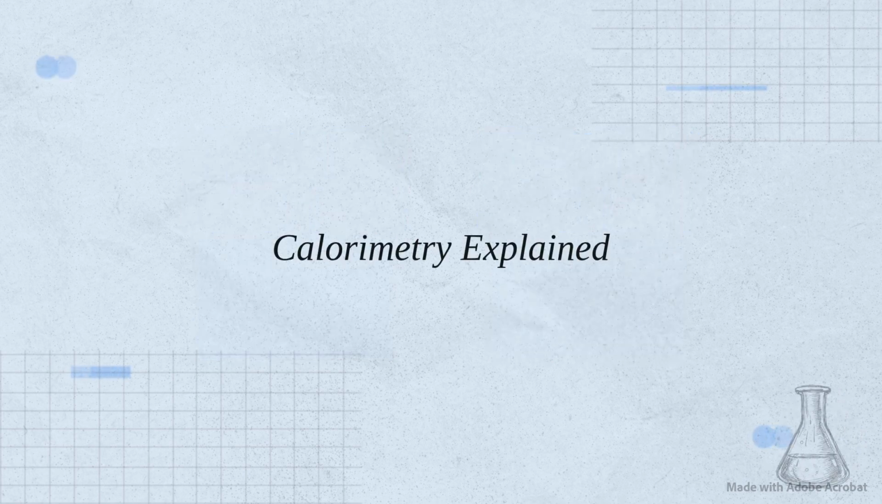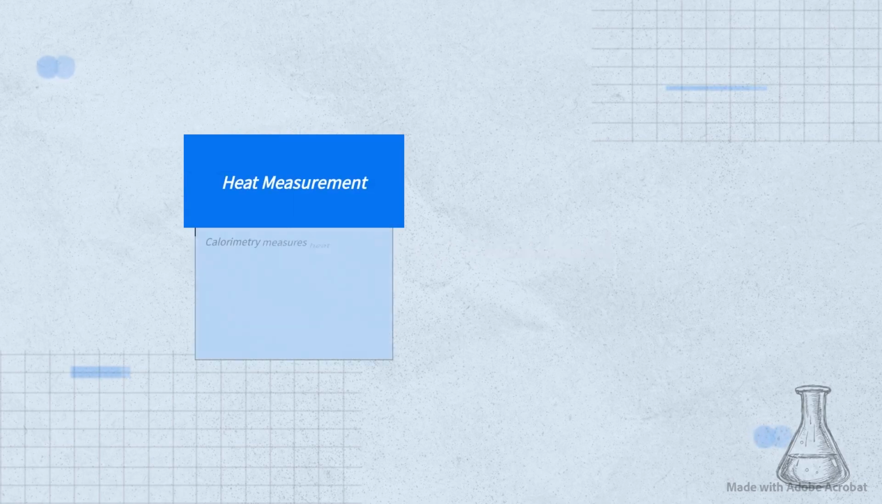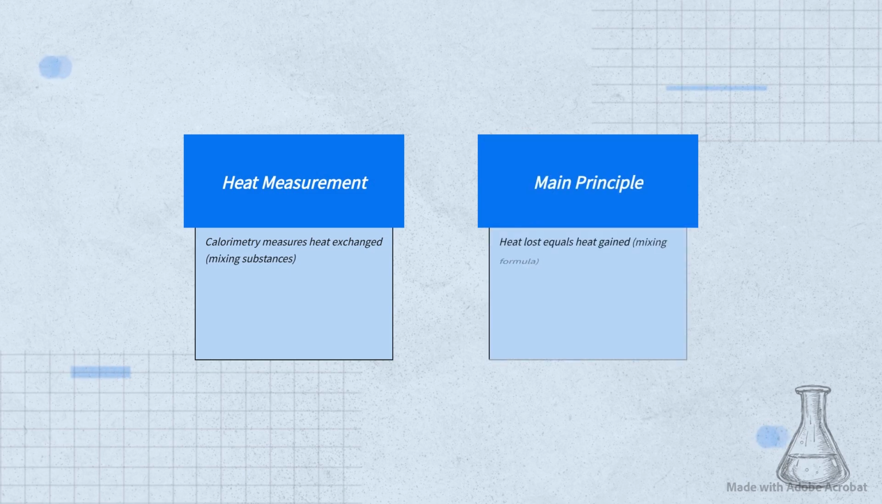Calorimetry is the science of measuring heat, and its main principle is that heat lost equals heat gained. Calorimetry measures the heat exchanged when substances are mixed, helping us understand energy flow. The main principle of calorimetry is that heat lost equals heat gained, which is captured in the mixing formula.